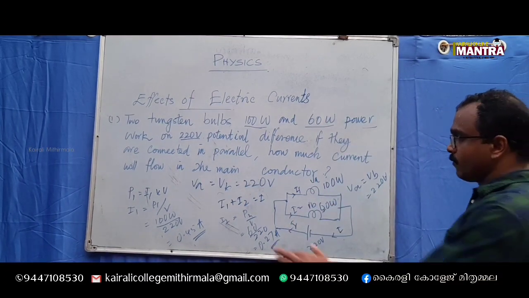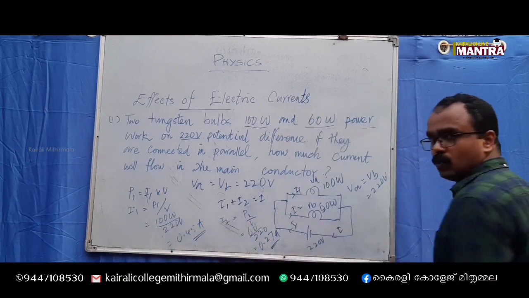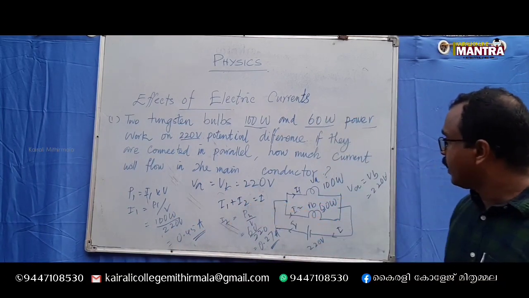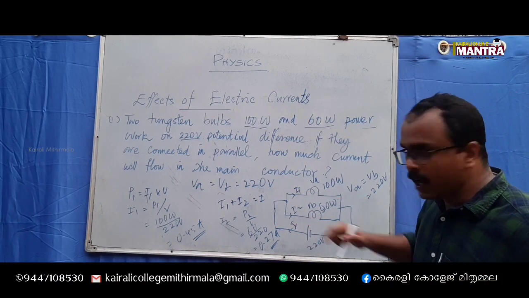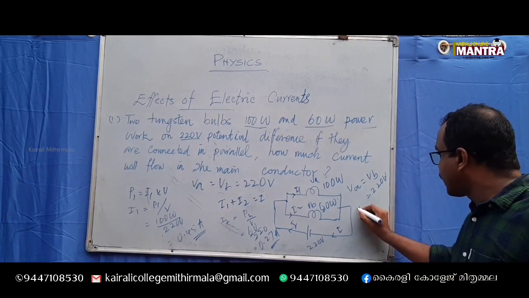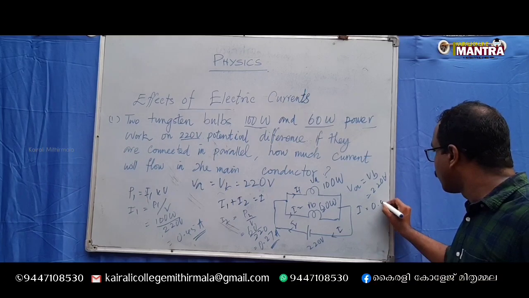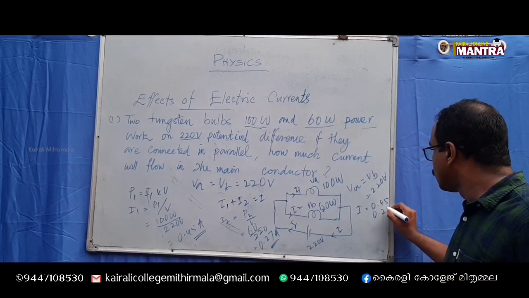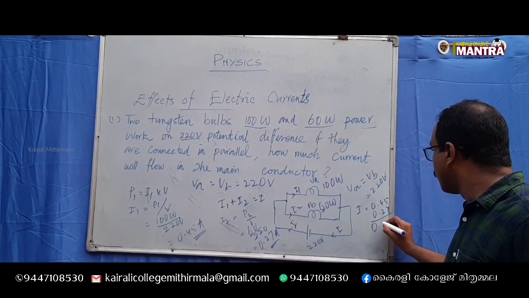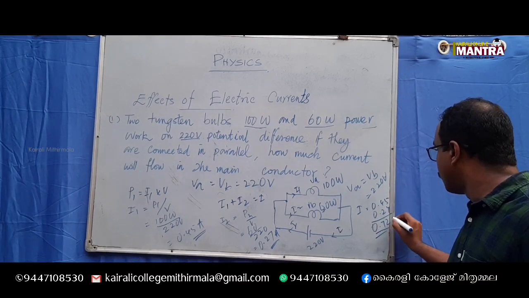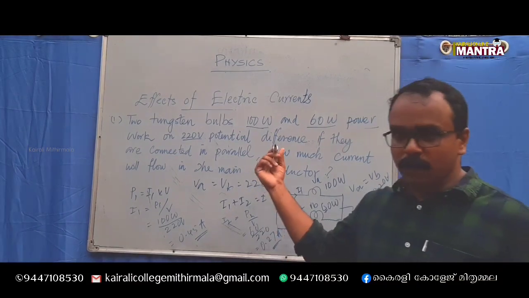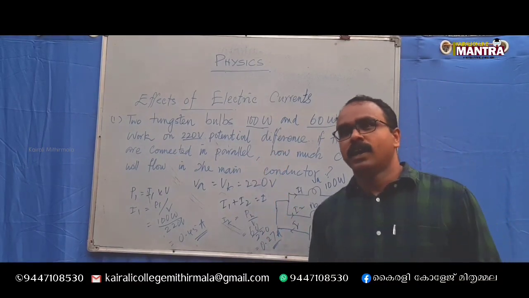Now we have the value of I1 and I2, and we have already learned that I1 plus I2 is equal to I. So I is equal to 0.45 plus 0.27, which is equal to 0.72 ampere. So we stop here, the topic combination of resistance.